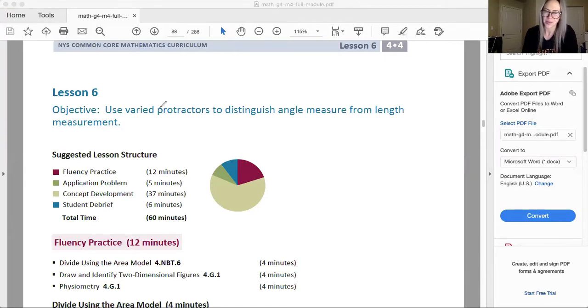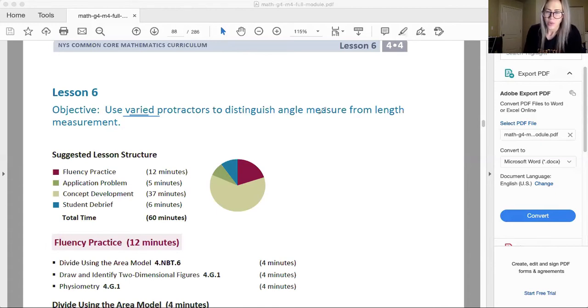Okay. I want you to think about this word varied. That word varied means it changes. So being able to deal with protractors that look different, okay? They change, they look different. So being able to work with a wide variety of types of protractors is going to really benefit you in your future, because not every protractor you ever buy is going to look the same.